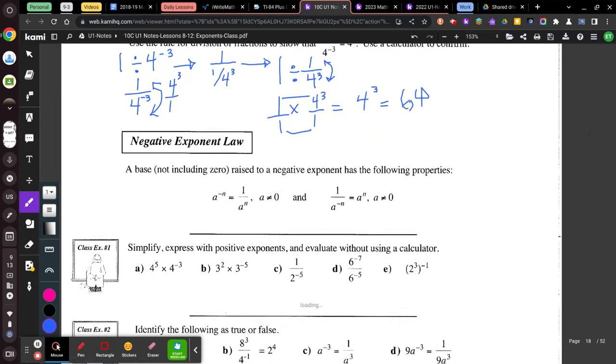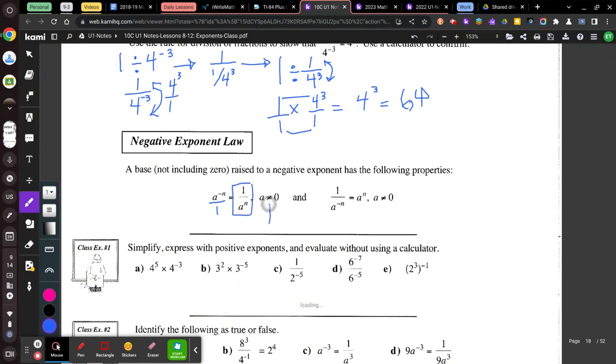Now the negative exponent law, this is what the negative exponent law says in generic form. Whenever you have a negative exponent, it's equal to the reciprocal of the positive exponent. That's what this is saying. So it's saying if you put this guy over 1, flip it, and you get this.